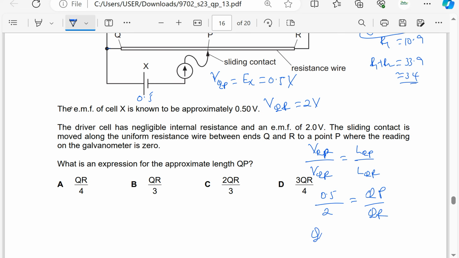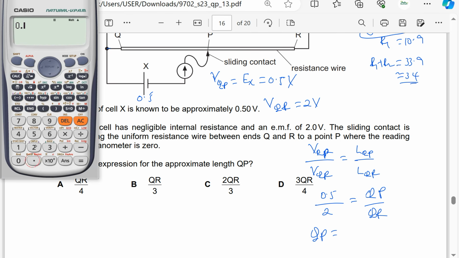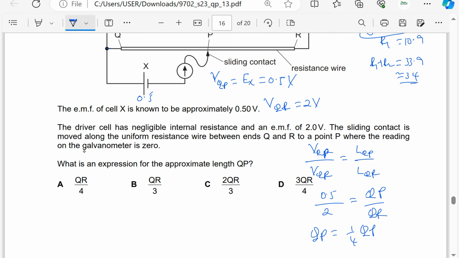So it means QP is equal to 0.5 divided by 2. 0.5 divided by 2, that is 0.25, which is 1 over 4. So QP is going to be 1 over 4 times QR, which makes the answer automatically A.